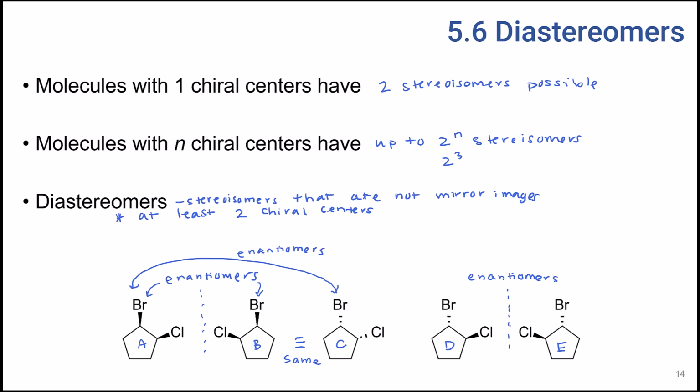But the relationship of C to D, the Brs match up, the Cls don't. These are the diastereomers. So another set of diastereomers would be A and D, A and E. B and D are diastereomers, as are B and E. And since B is the same as C, we could replace C in that list as well.